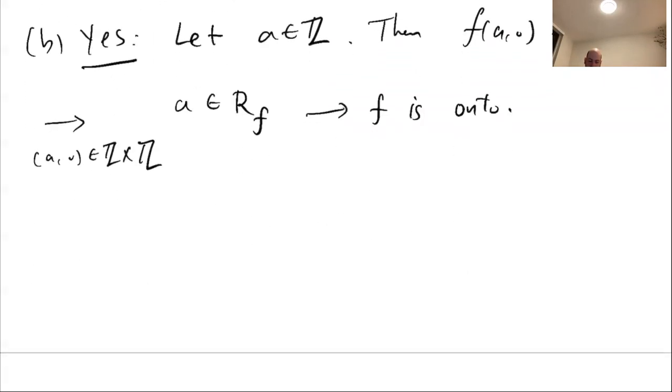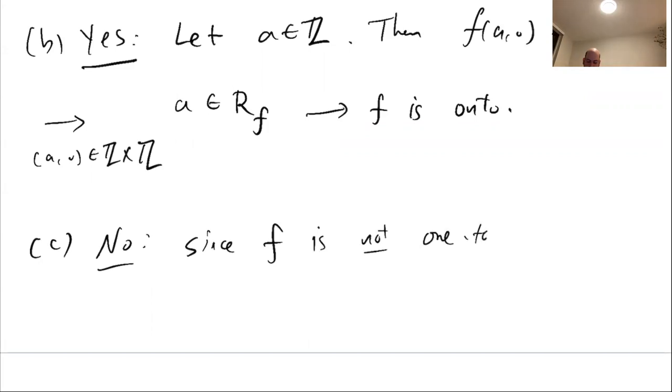So is it a bijection? Part C, the answer is no, since f is not 1-to-1, as shown in part A.